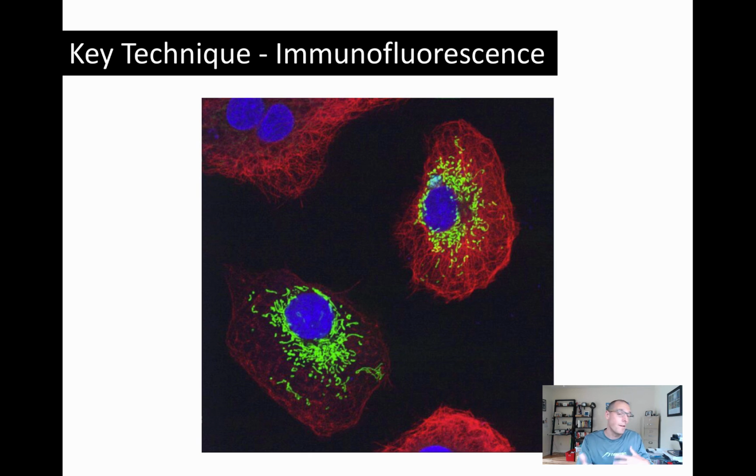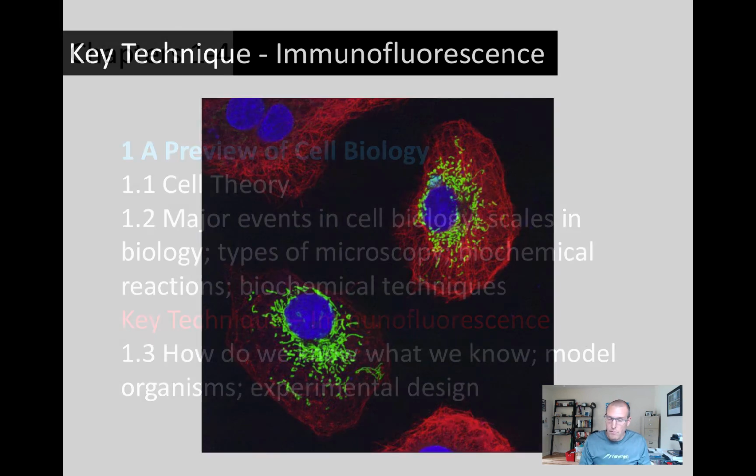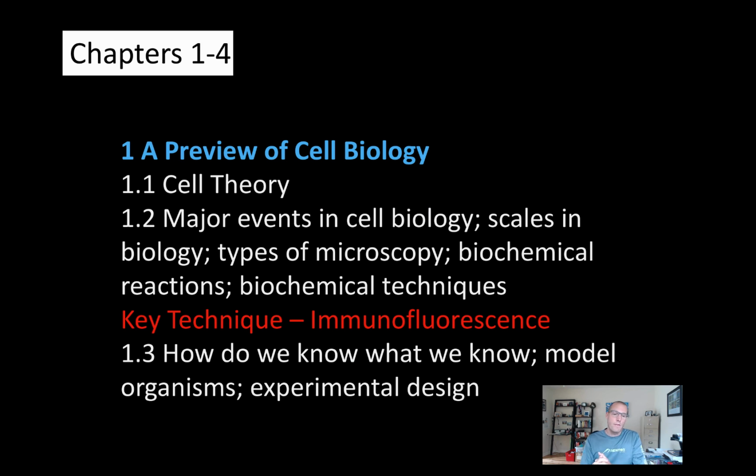So obviously if we treat these cells in different ways, then we can start to see how the microtubules might change, what the microtubules are doing in mitosis, how the mitochondria change their organization in response to certain treatments, for example. We can always track the nuclei by staining the DNA. So that's a real quick overview of immunofluorescence.